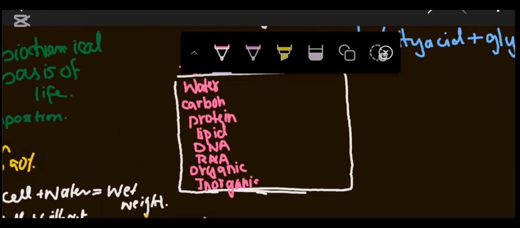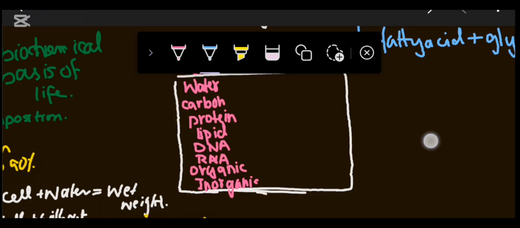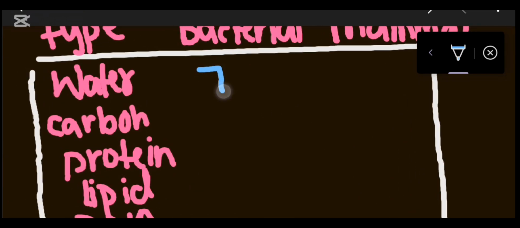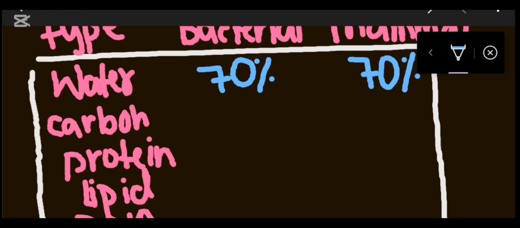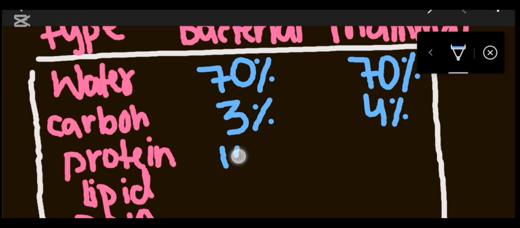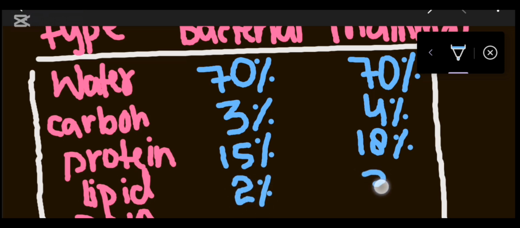If we discuss the percentage of water in bacteria, it is 70 percent. Again the same percentage of water in mammals, 70 percent. Then carbohydrates. In bacteria there is the least percentage of carbohydrates, which is 3%, and in mammals we have a higher percentage, only a 1% increase, which is 4%. Then protein is 15% in bacteria and 18% in mammals. After that lipid: we have 2% of lipid present in bacteria and 3% of lipid present in mammals.